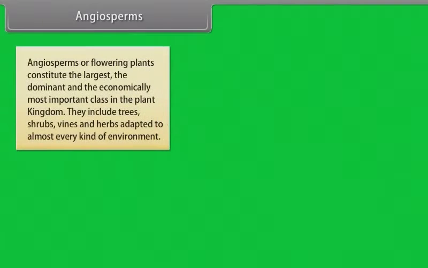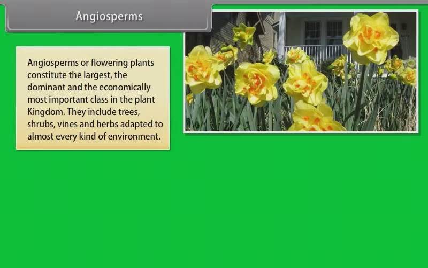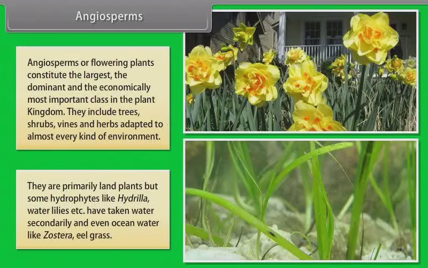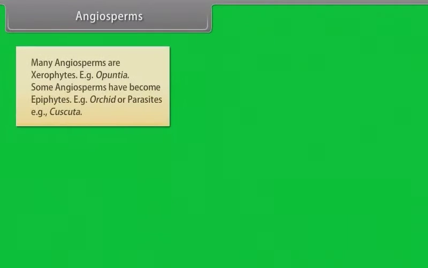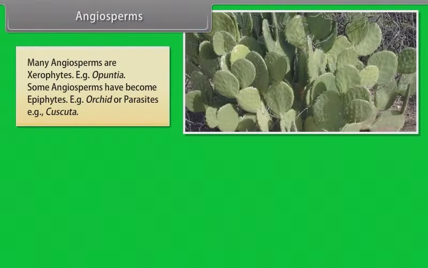Angiosperms. Angiosperms or flowering plants constitute the largest, the dominant, and the economically most important class in the plant kingdom. They include trees, shrubs, vines, and herbs adapted to almost every kind of environment. They are primarily land plants, but some hydrophytes like Hydrilla and water lilies have taken to water secondarily, and even ocean water, like Zostera eelgrass. Many angiosperms are xerophytes, for example Opuntia. Some angiosperms have become epiphytes, for example orchids, or parasites, for example Cuscuta.